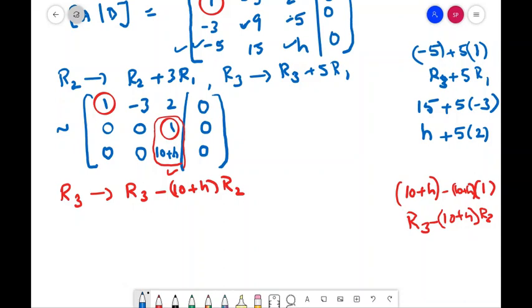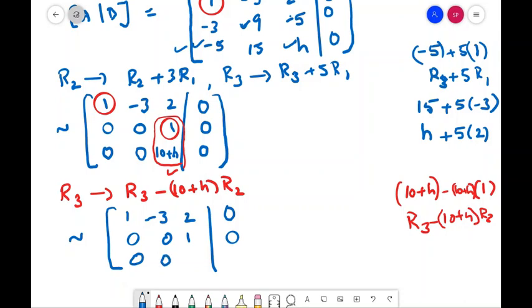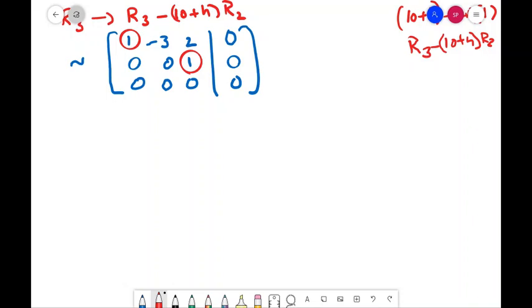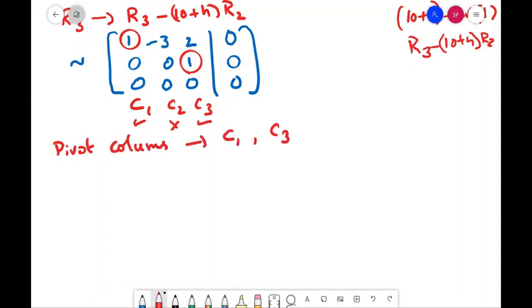So this will give me the matrix 1, minus 3, 2, and then 0, 0, 1, 0, and then 0, 0, 0, 0, and here the pivot entries are 1 and this one only 1. Now let us see which are pivot columns, which are not pivot columns. C1, C2, C3. So C1 is a pivot column, C2 is not a pivot column, C3 is a pivot column. So what are pivot columns for me? That is C1, C3.